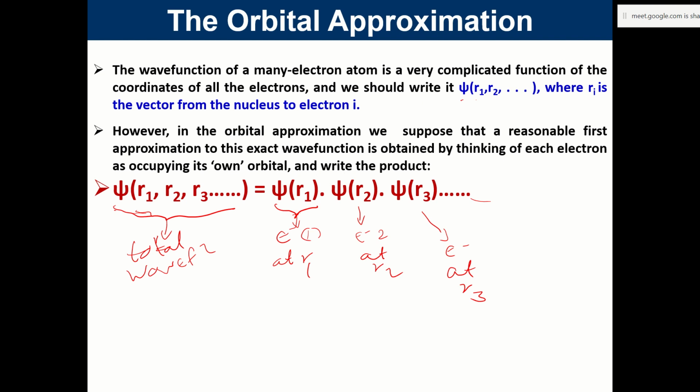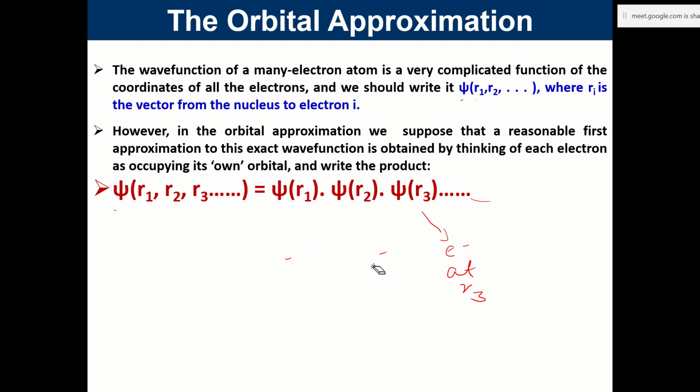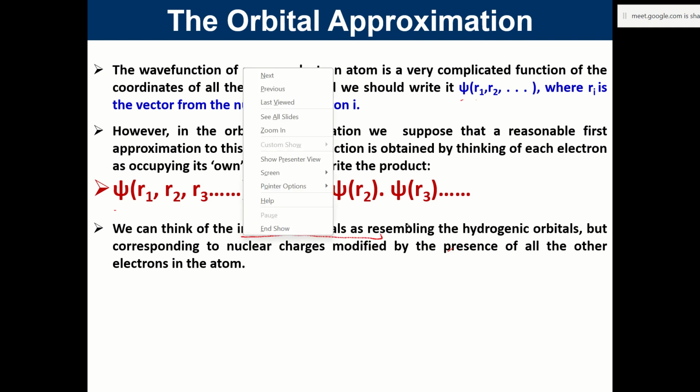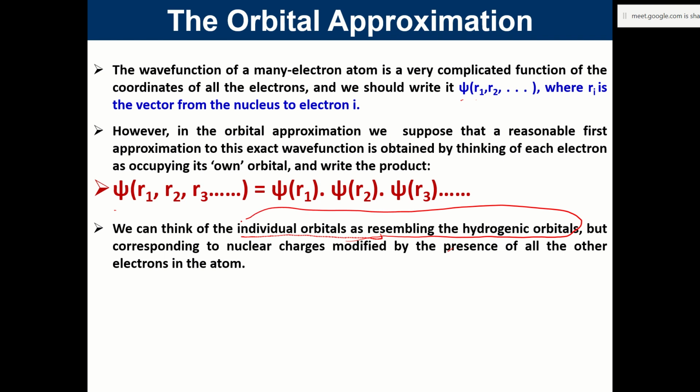So individually we have to think of each one of them just like the electron in a hydrogen atom, the difference being that now there are more protons, so the interaction Z has changed. Then we write the product, and we think of individual orbitals as resembling hydrogenic orbitals, just hydrogen-like orbitals. We try to keep things simple and take into account the corresponding nuclear charges. So for helium it is 2, lithium it will be 3, and so on. One electron at a time interacts with the nuclear charge at the center.